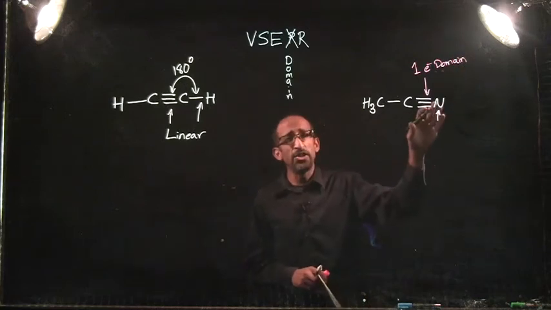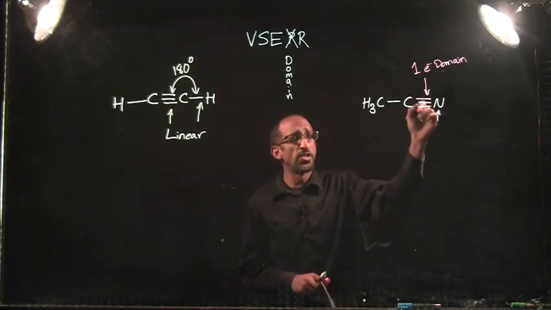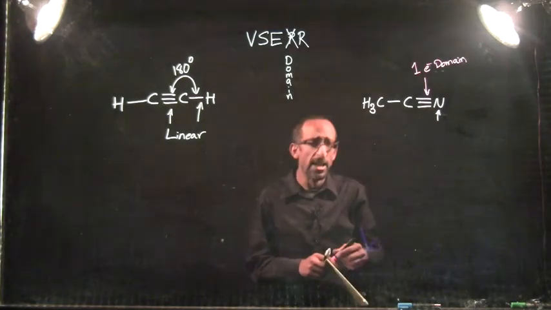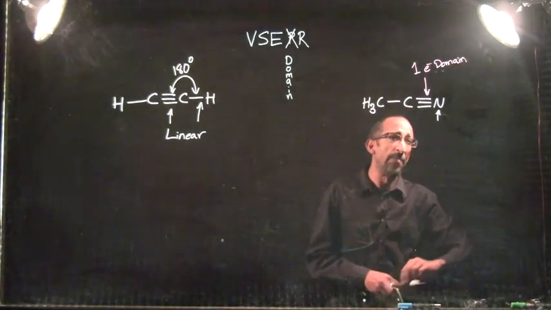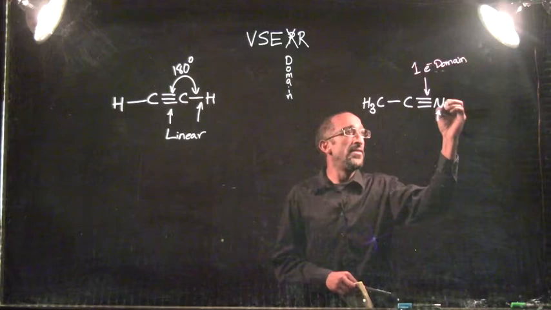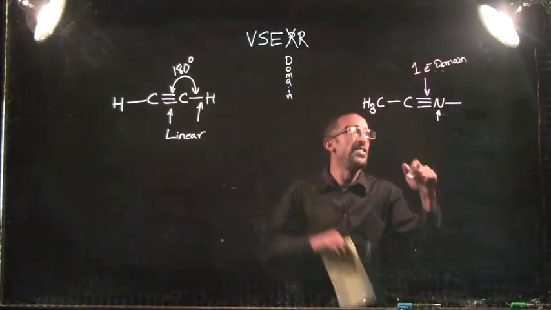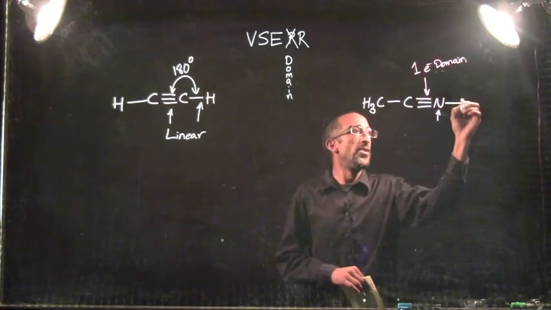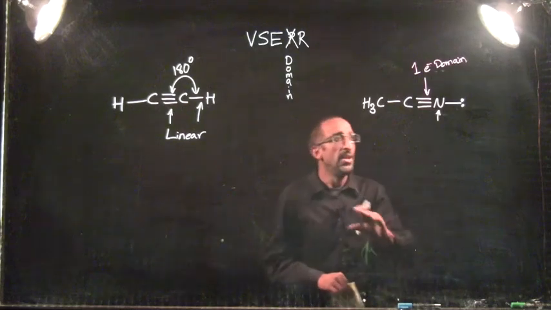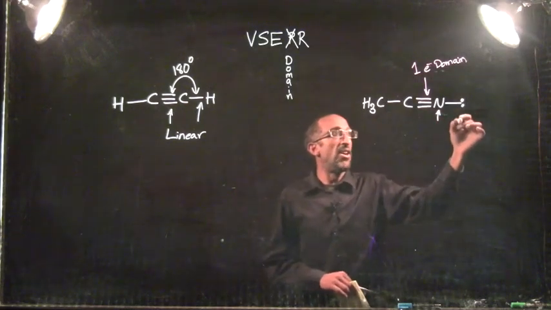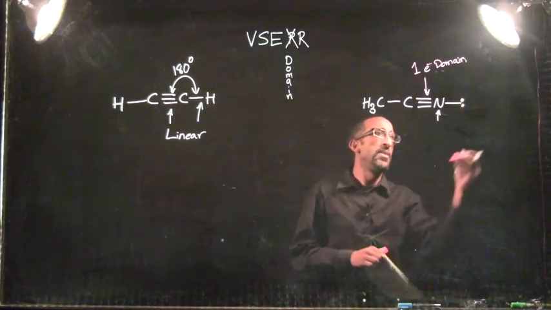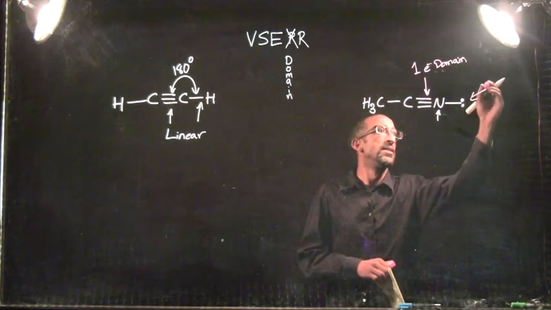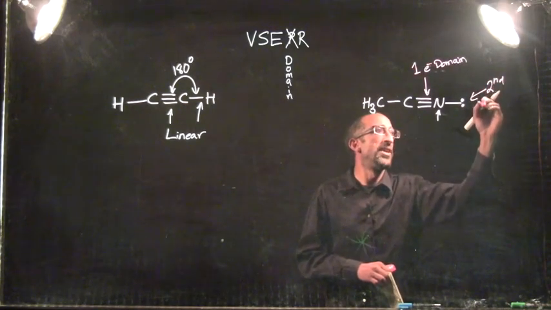And now this nitrogen only has 6 electrons associated with it because of this triple bond. So that means it's going to need a lone pair, right? And if we give a space, we can put our lone pair here. What we see is that we now have our second electron domain in this lone pair. So this is our second domain.